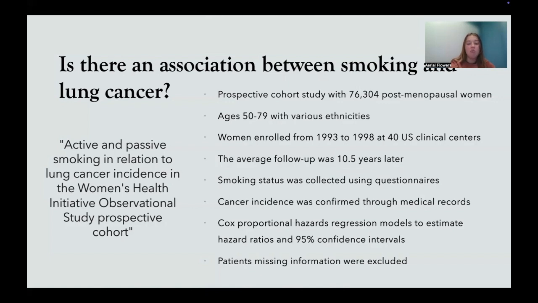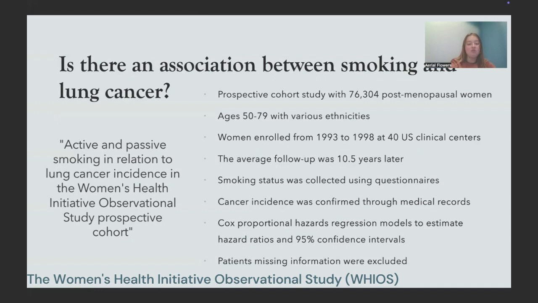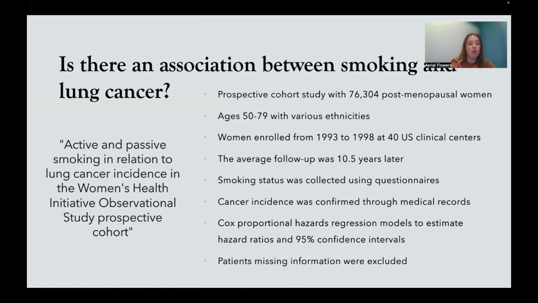The Cox proportional hazards regression models were used to estimate hazard ratios and 95% confidence intervals. Any patient who had misleading or missing information was excluded from processing the results. The WHI's goal was to study morbidity and mortality of lung cancer in older women.